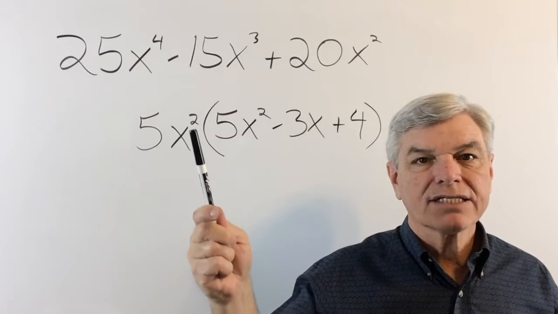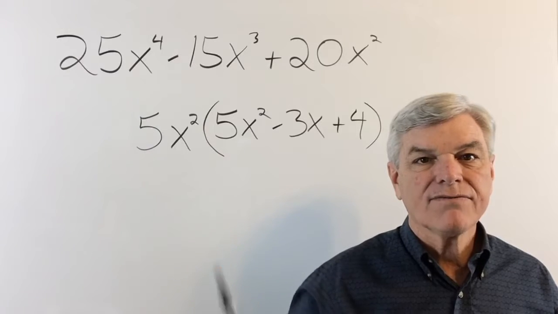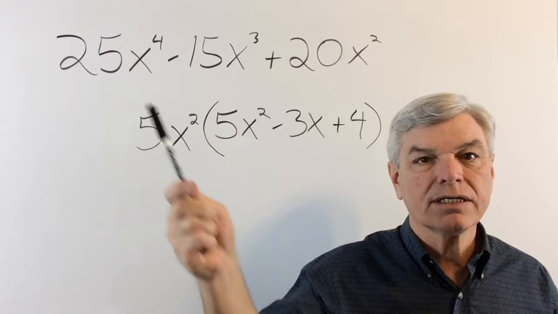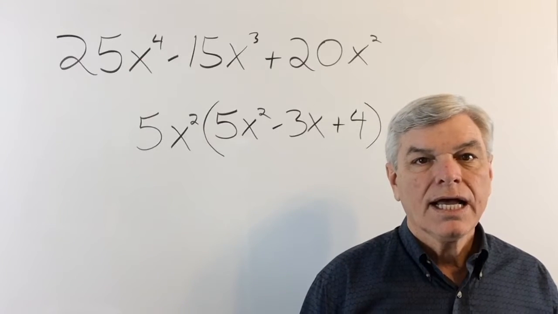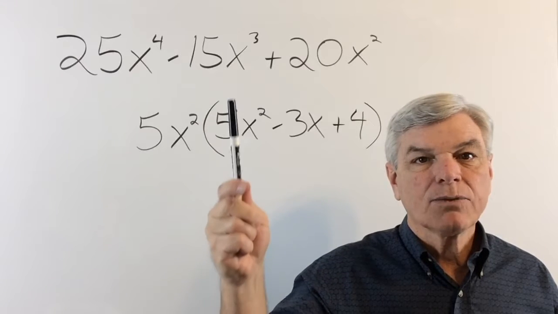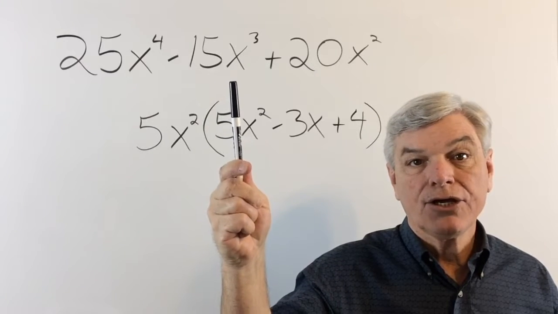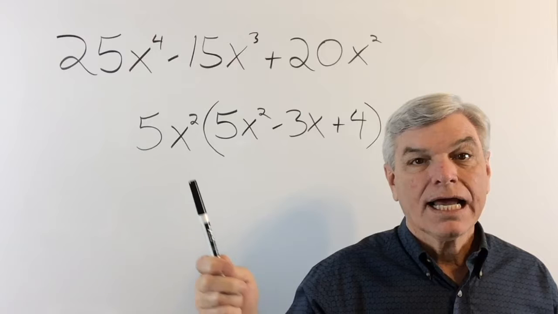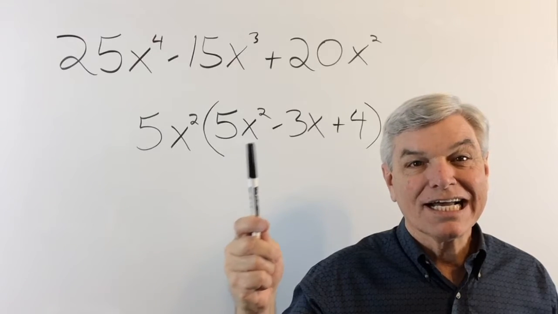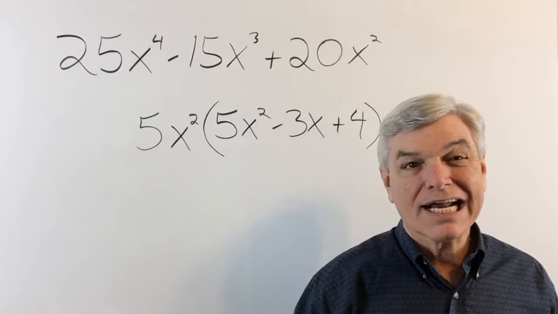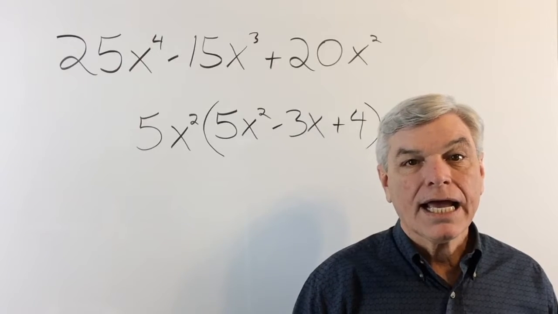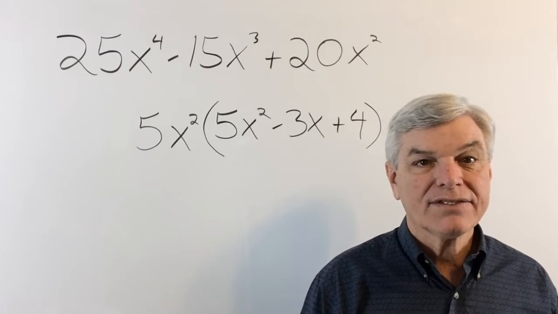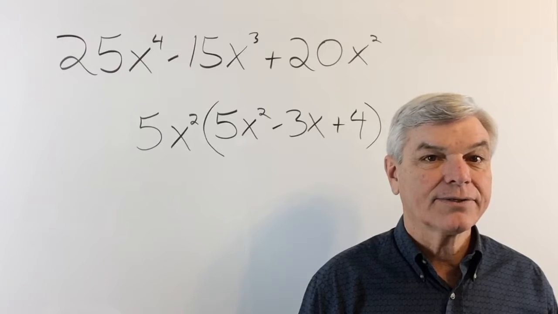And if we factor 5x squared out of 25x to the 4, this is what we have left, 5x squared. 5x squared times 5x squared is 25x to the 4. And if we factor 5x squared out of negative 15x cubed, this is what we have left. We have negative 3x. And if we factor 5x squared out of 20x squared, we're not going to have any x's left. And 20 divided by 5 is 4. And so that's what that would look like if they asked you to factor it.